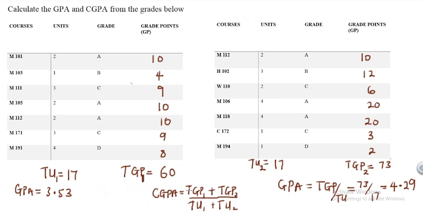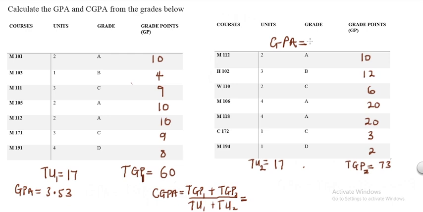It's almost the same formula as for GPA, but you add the total grade points for all the semesters you're calculating for. So if there are 10 semesters, you add the total grade points and divide by the sum of all the total units. So if we do this, I'll clean up this space. I write the GPA of this one here so that I can have space to calculate here. The GPA here, we calculated as 4.29.